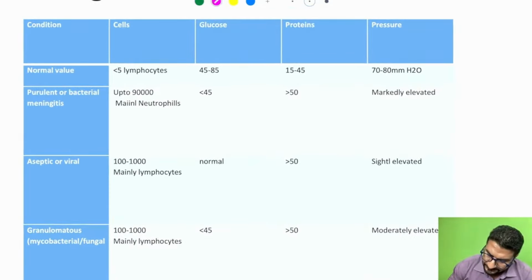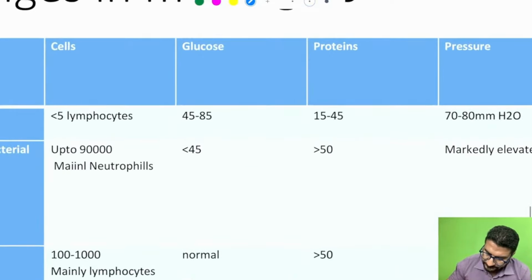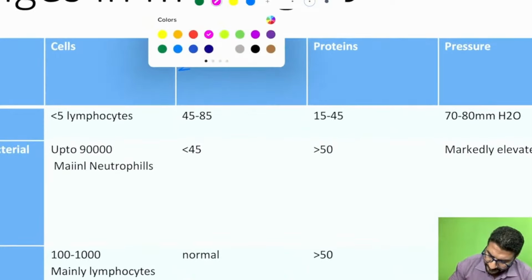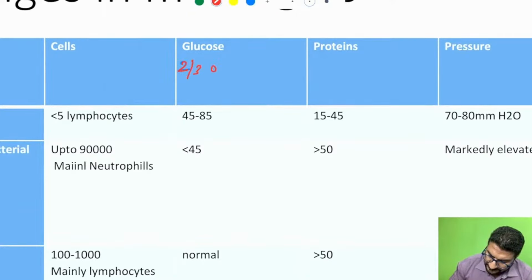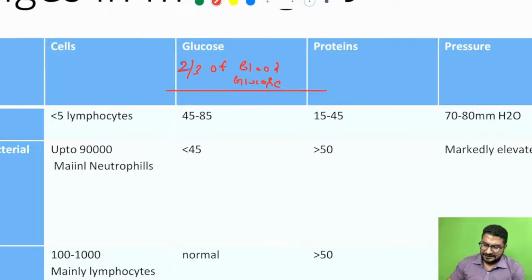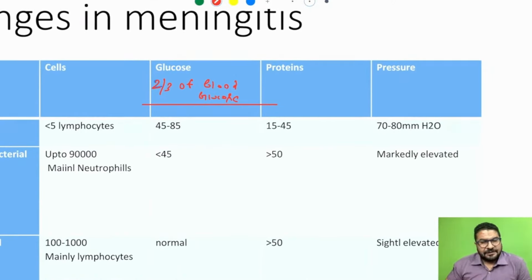How much is the glucose? Understand? CSF glucose is 2/3 of blood glucose. So normal CSF glucose is 2/3 of blood glucose, right? So it is like 40 to 85, or on average 66.66. Diabetics have more sugar in their blood, so they will have more sugar in their CSF as well. So understand this: suppose my blood sugar is 100 right now, then CSF will have 66. Simple, 2/3. Normally you will see 15 to 45 proteins and pressure will be 70 to 80 millimeters of water.